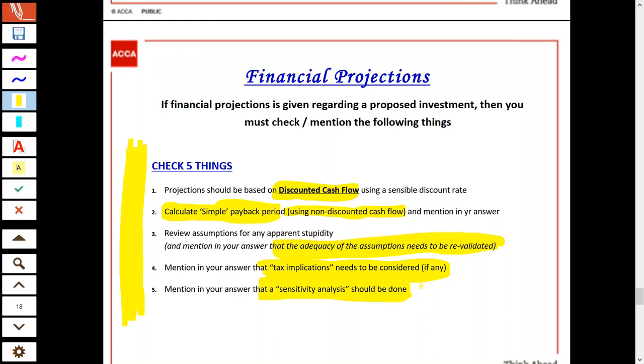Okay, so I need a promise from you. You need to promise me that you will remember this 5-item checklist, and whenever you see a financial projection, I repeat, financial projection, immediately you will not scratch here and there. You will just go through your 5-point checklist and come up with your observations. So please repeat with me. The first thing you will make sure is that the projections are based on discounted cash flow. Second, you will check the payback. Third, you will comment on the assumptions. Fourth, you will talk about any possible tax implications. Fifth, you will talk about conducting a sensitivity analysis. Okay, please remember this checklist.